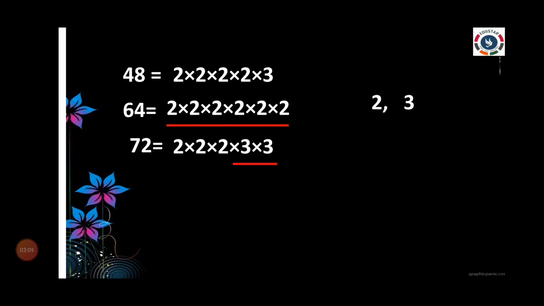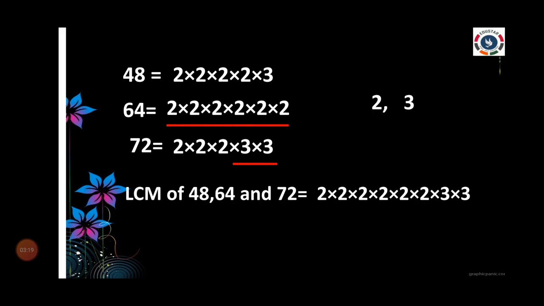Now we write all that we underlined. The LCM of 48, 64 and 72 is equal to, we write all those 2's, I mean what we underlined here. 6 twos we underlined, so write 2 into 2 into 2 into 2 into 2 into 2. We have 6 twos here. And lastly, two 3's we underlined, so write 3 into 3.